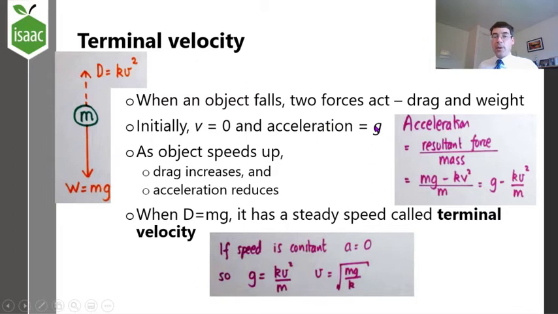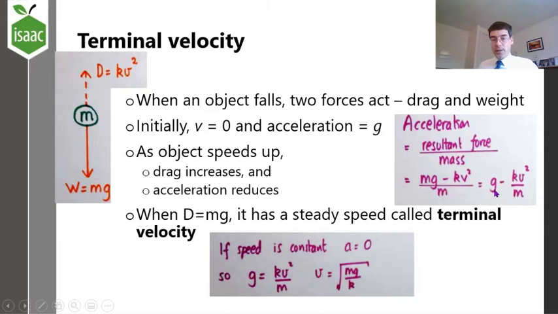Let's have a look at the situation in a bit more detail. So here you've got the weight, that's mg, and here you've got the drag, kv squared. So the acceleration will be the resultant force, that's the weight minus the drag, all divided by the mass. So therefore you can see it's g minus kv squared over m. Notice that really massive heavy objects that have a great big m are going to have a small value of this, and therefore the effect of the drag is going to be less noticeable on a very massive object.